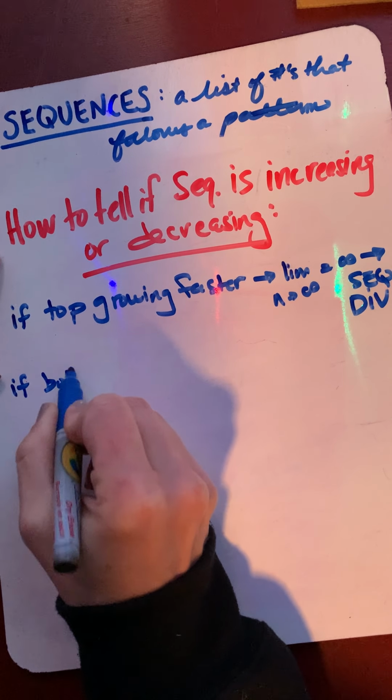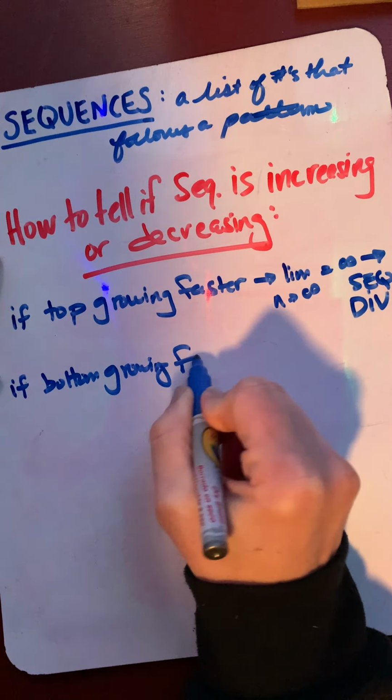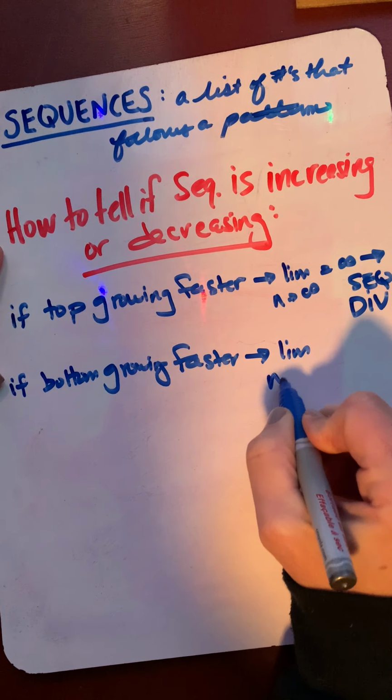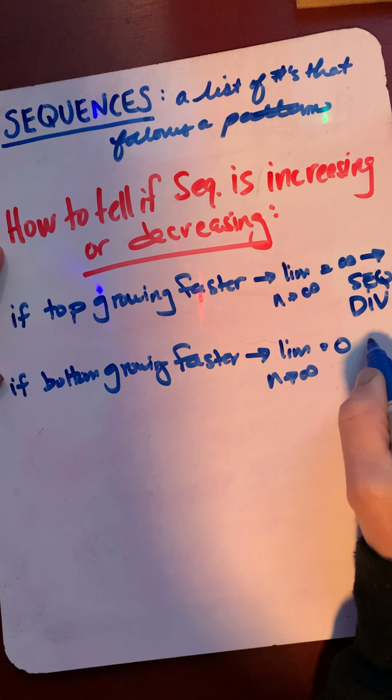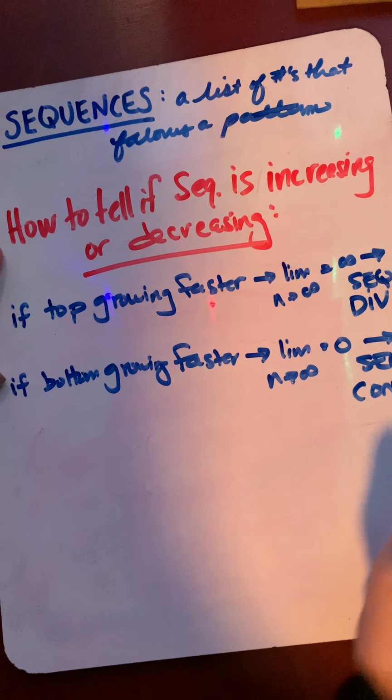If the bottom is growing faster, the limit as n approaches infinity will be 0, and therefore the sequence will converge.